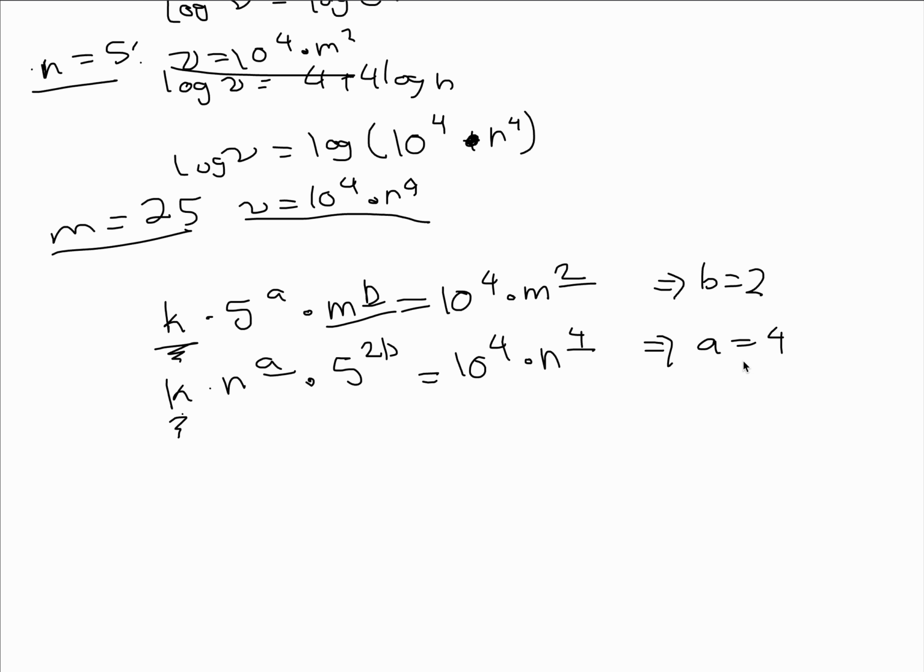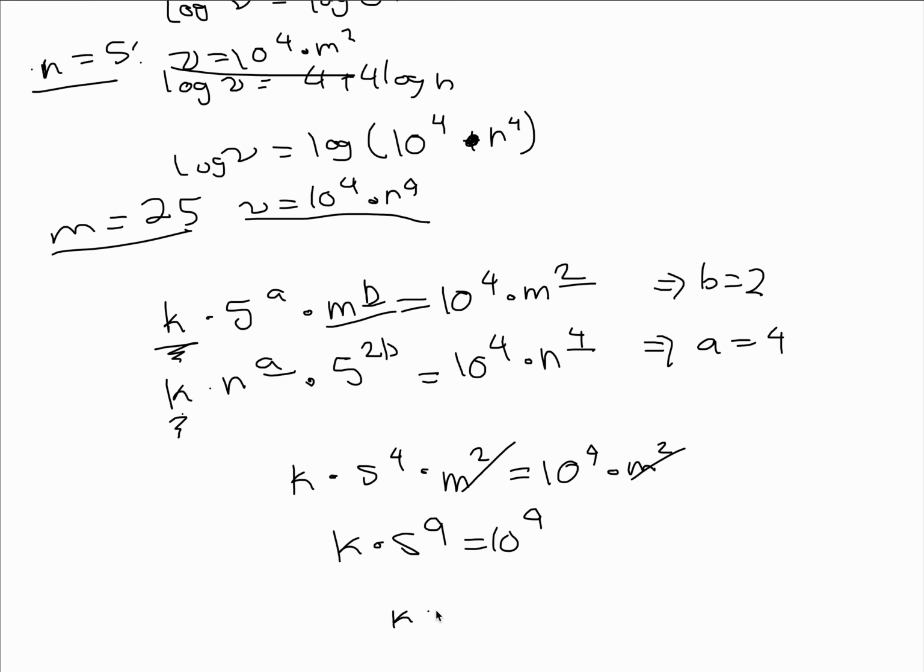So if we get b is 2, a is 4, we get k times 5 to the 4th times m squared is equal to 10 to the 4th times m squared. We know these cancel, so k times 5 to the 4th equals 10 to the 4th. k is equal to 2 to the 4th, which is 16, so k is an integer, 16.